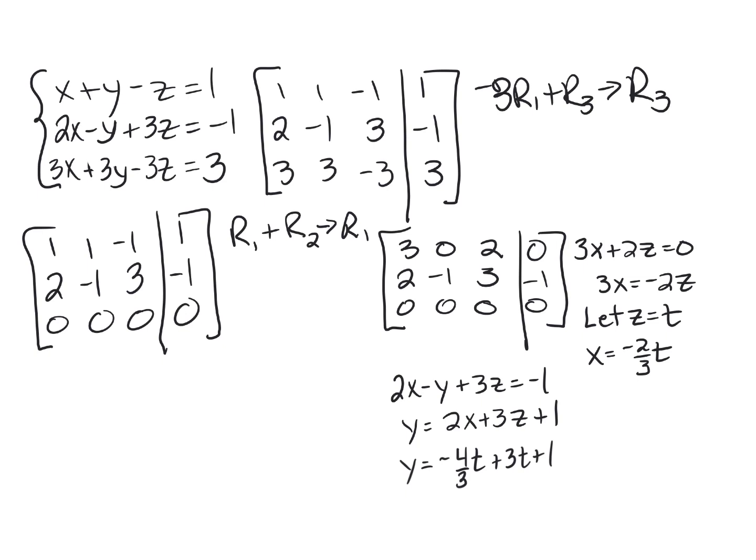Now, let's make that pretty by getting a common denominator. This is going to be 9 over 3. 9 minus 4 is 5. I'm going to get 5/3 t plus 1. So my solution is a line in space. I have 2 planes intersecting in 3-dimensional space. They intersect at a line, and I'm going to represent that line with x is minus 2/3 t, y is 5/3 t plus 1, and z is t.